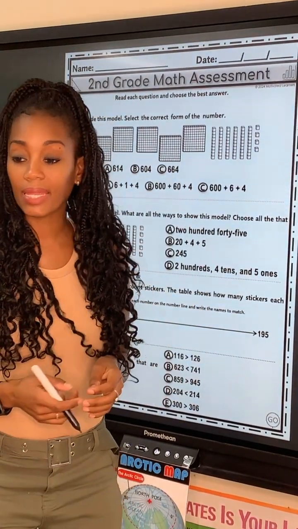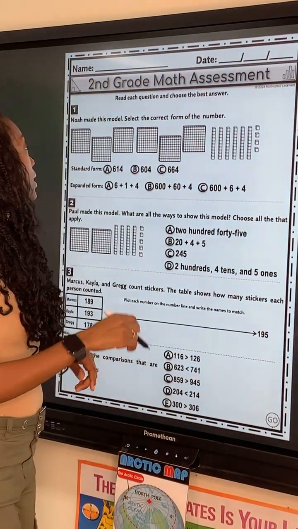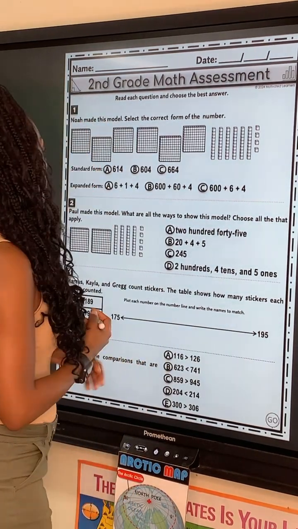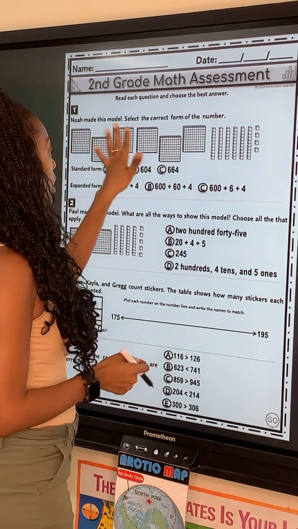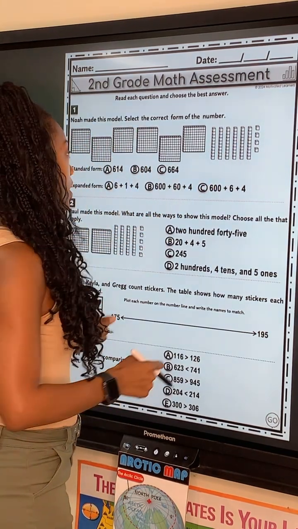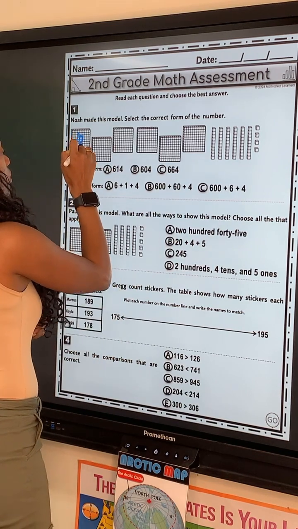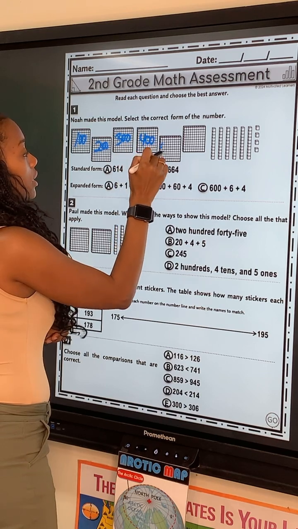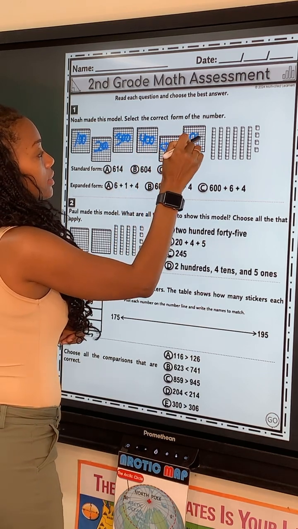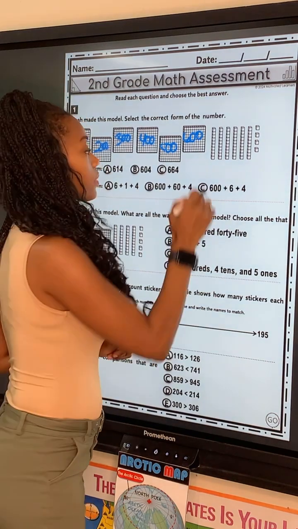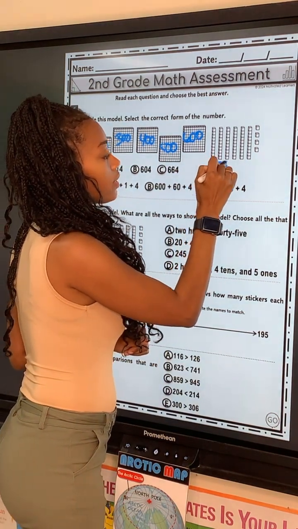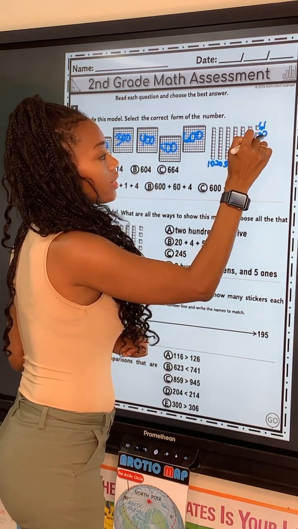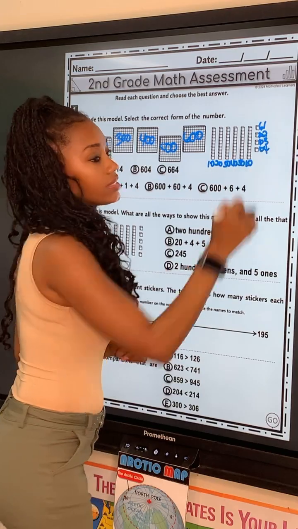Number one is a place value type of question. It says, Noah made this model, select the correct form of the number. Here we have our place value. This is our 100 blocks, our 10 blocks, and our ones block. I'm going to count them. This is 100, 200, 300, 400, 500, 600 all together. This is 10, 20, 30, 40, 50, 60, 61, 62, 63, 64.